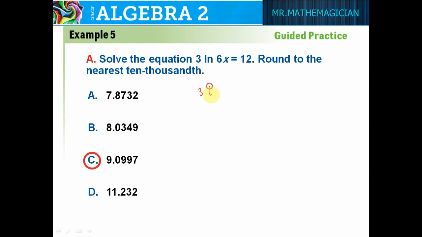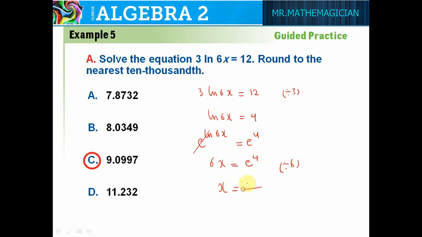This is 3 ln 6x equals 12. Let's divide by 3 for both sides. This will be ln 6x equals 4. Now let's use e to the power, so e to the ln 6x equals e to the 4. E and ln will vanish each other, so 6x equals e to the 4. Divide by 6 for both sides, so x equals e to the power of 4 over 6.